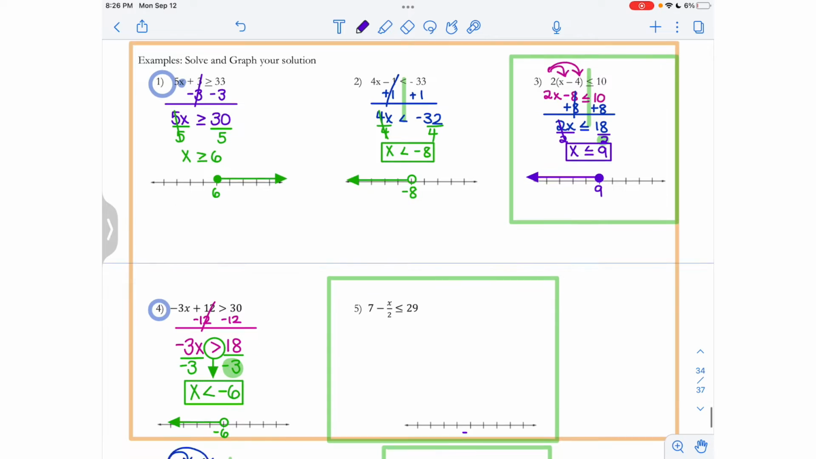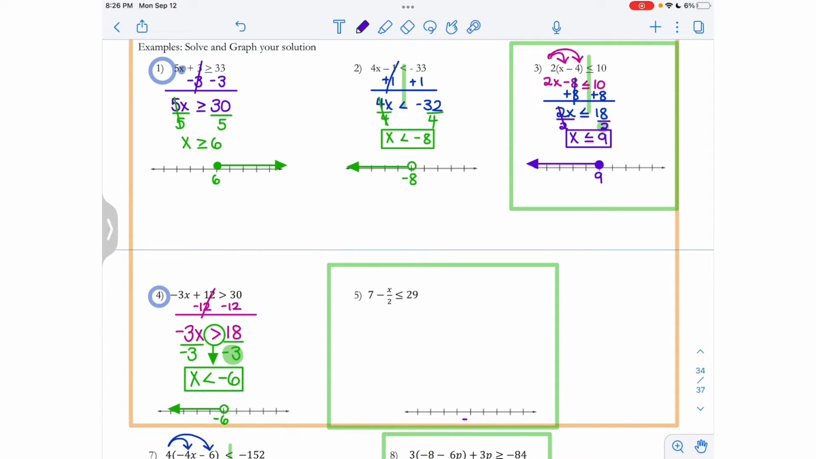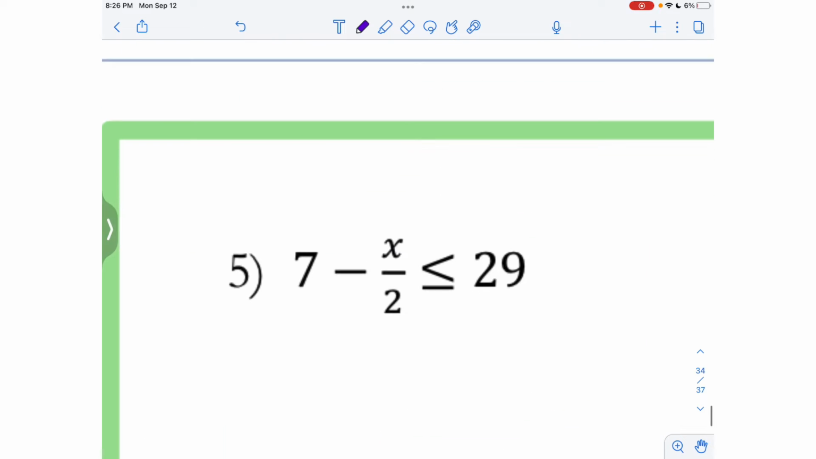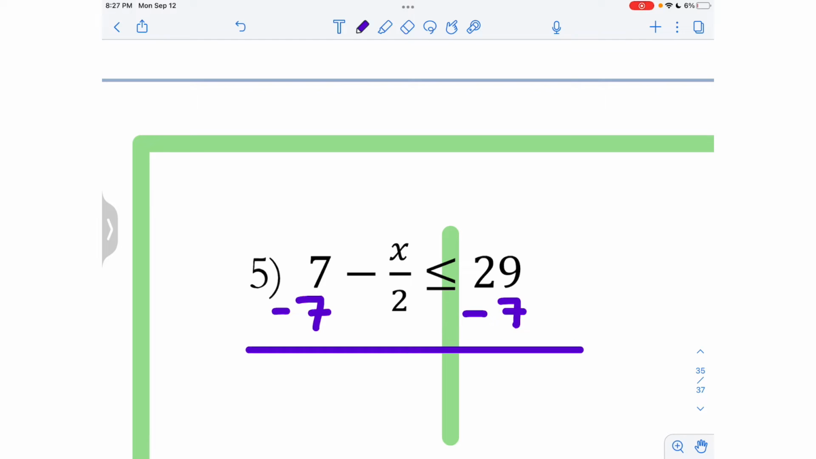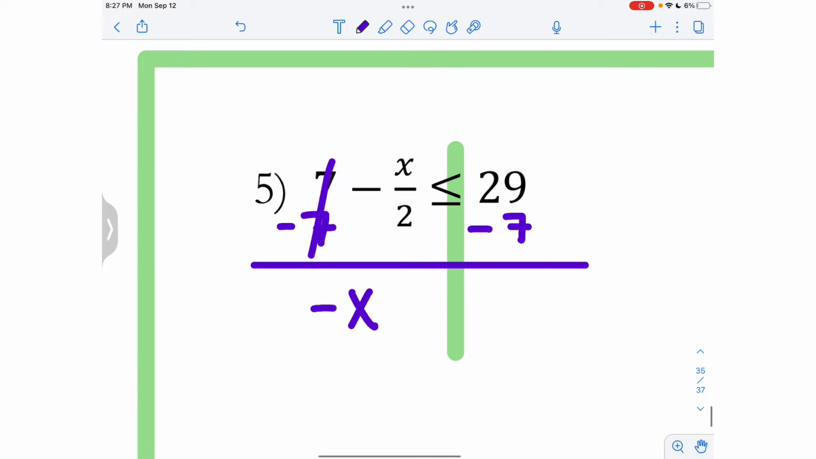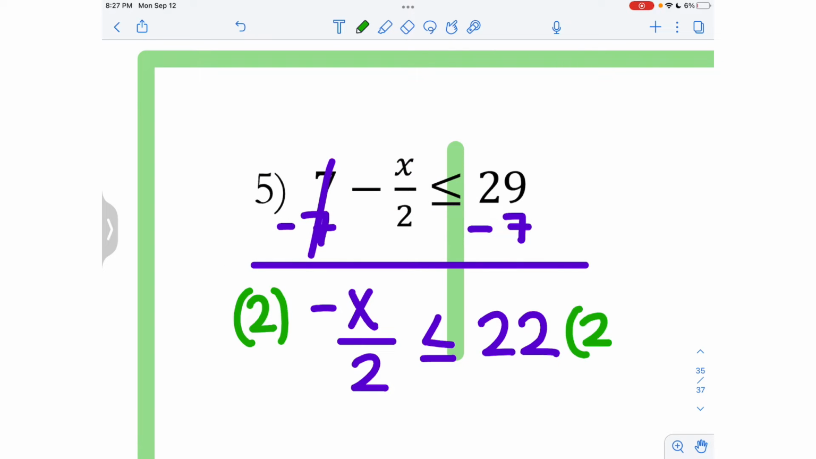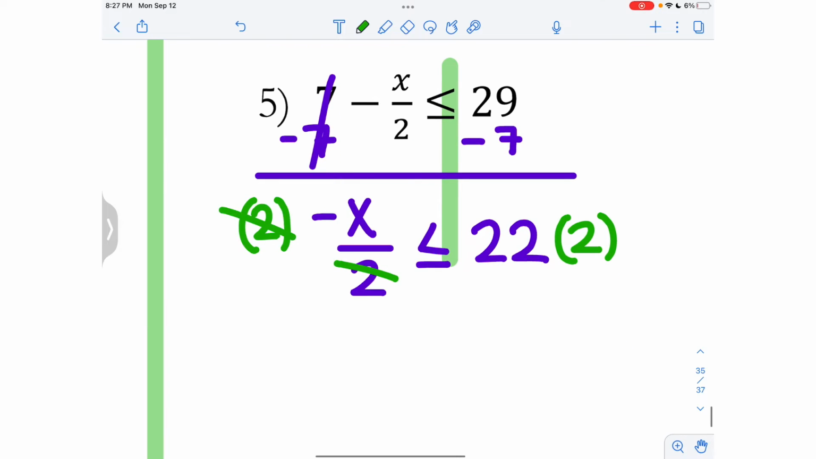I'm moving right on to the next example, which is number 5. This one's a little bit tough, so I wanted to go through it with you. So again, this is like an equal sign. I'm going to start this problem by subtracting over the 7 so that I can get that fraction by itself, which leaves me with negative x over 2 is less than or equal to 22. 29 minus 7 is 22. And now I'm going to multiply the 2 over to the other side to get rid of that denominator. So I have negative x is less than or equal to 44.